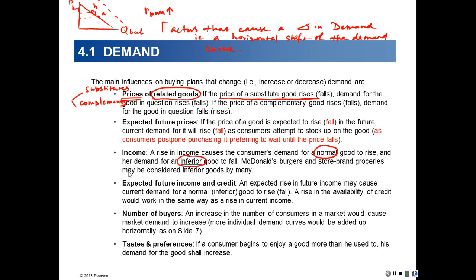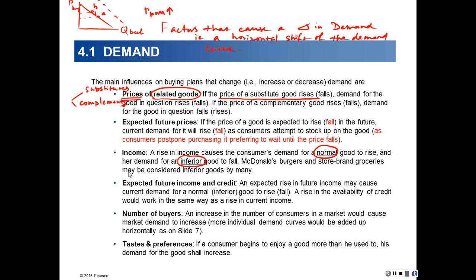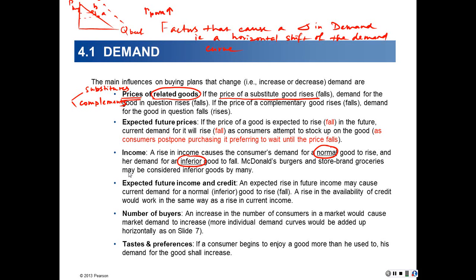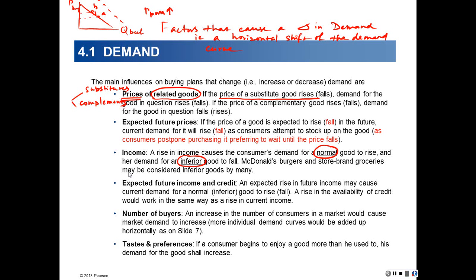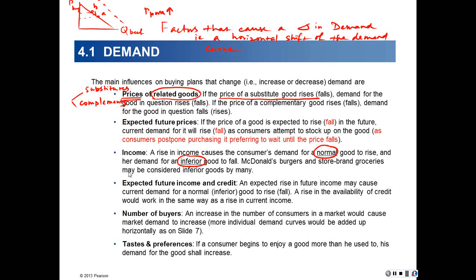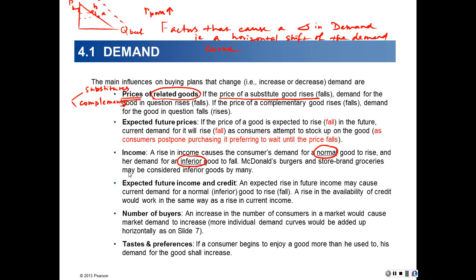Okay? So that all depends on the nature of the good. If the good is inferior and your income rises, in which direction shall your demand curve for the good shift? Come on, quick. Your income rises. What happens to your demand for an inferior good? Decreases. We have a leftward shift in the demand curve for an inferior good with a rise in income. Correct?